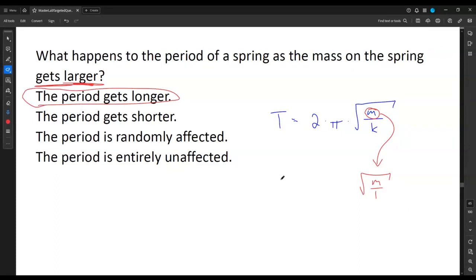Conceptually, this should also make sense, though, because if the mass is bigger, that means the item is heavier and it's harder to move. So it's going to move more slowly. It's going to take longer to bounce up and down. There's a couple of things that might help you remember.